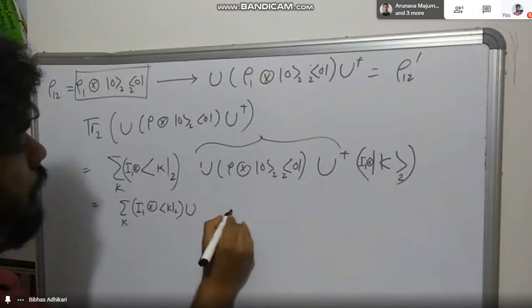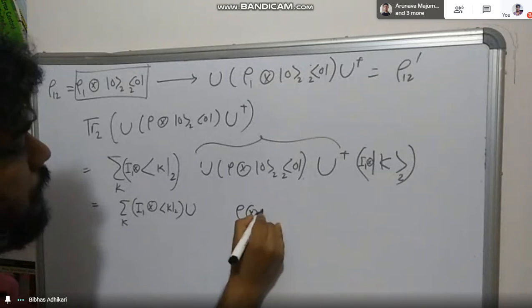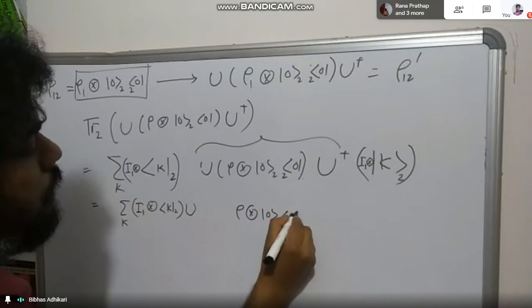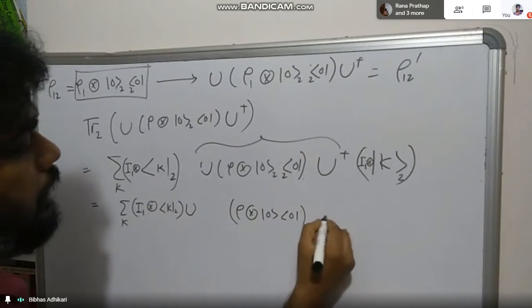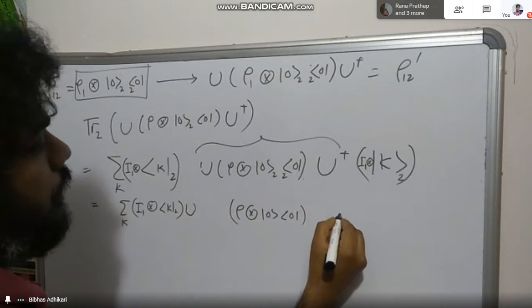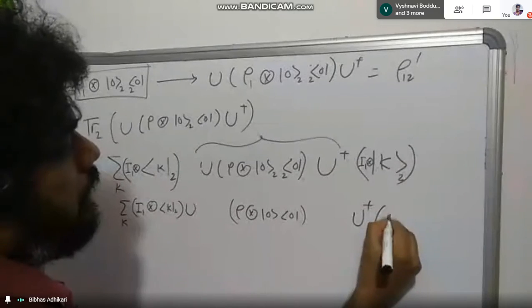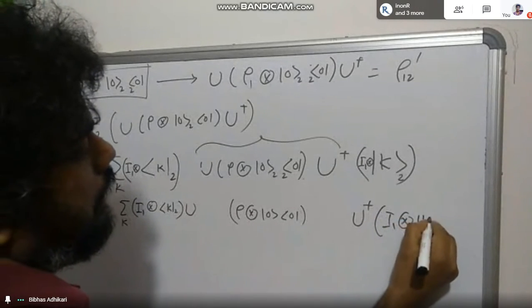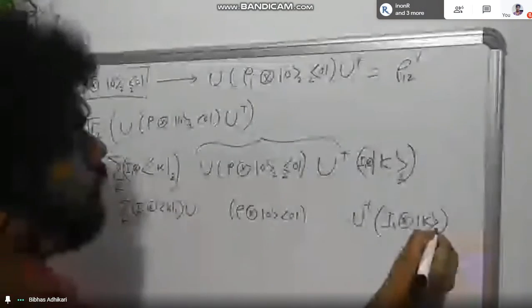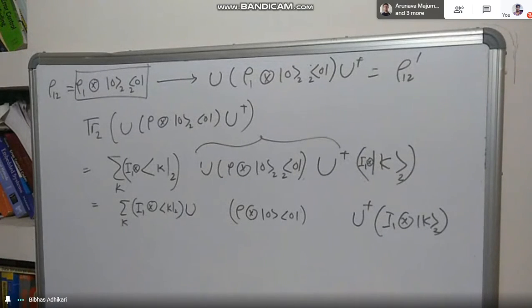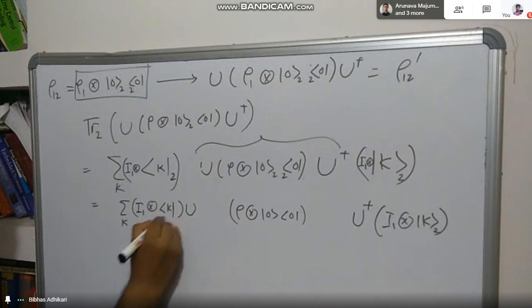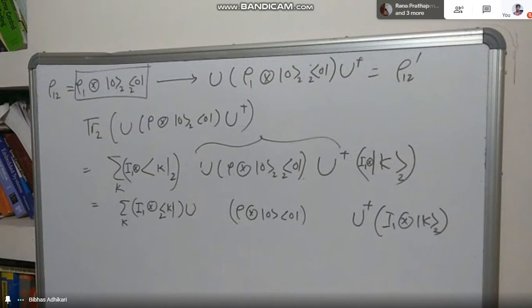Now this is my rho times 0, 0. And this is some U dagger, and here is I1 tensor K2, K2, and this 2.